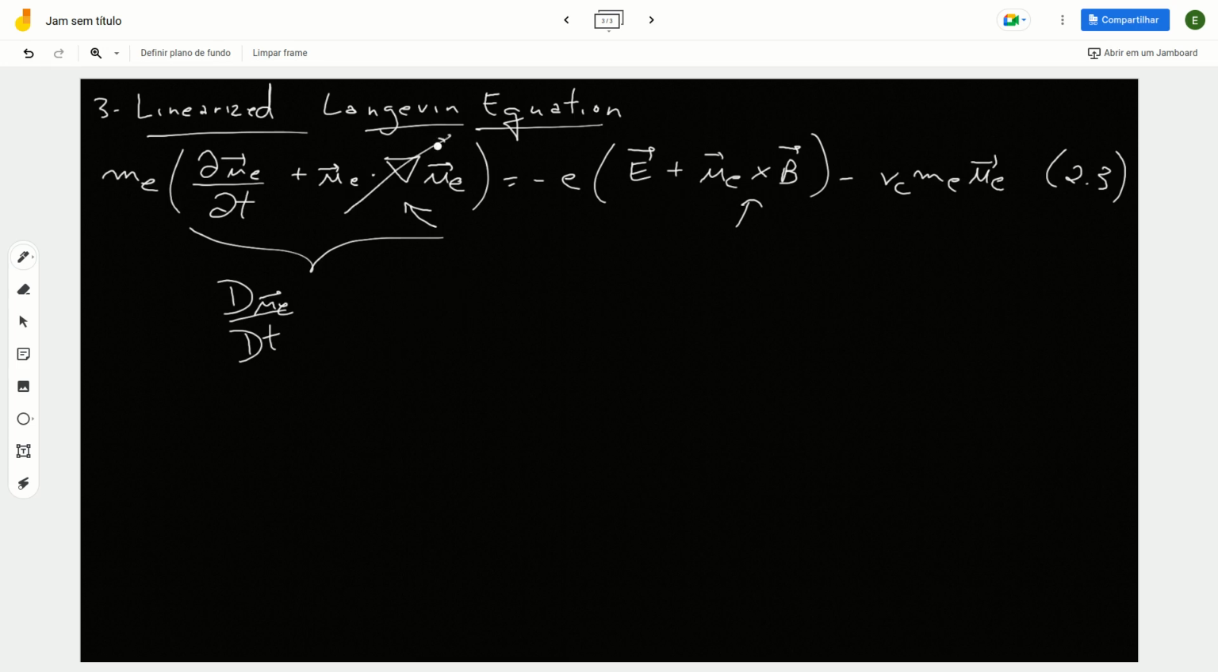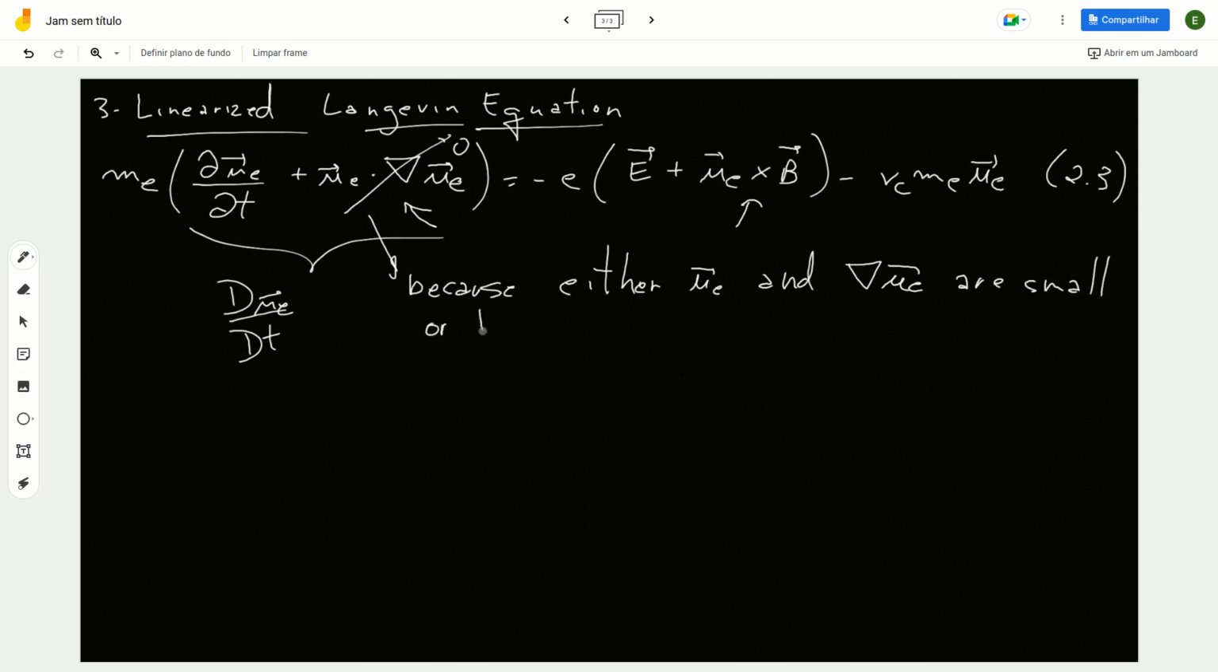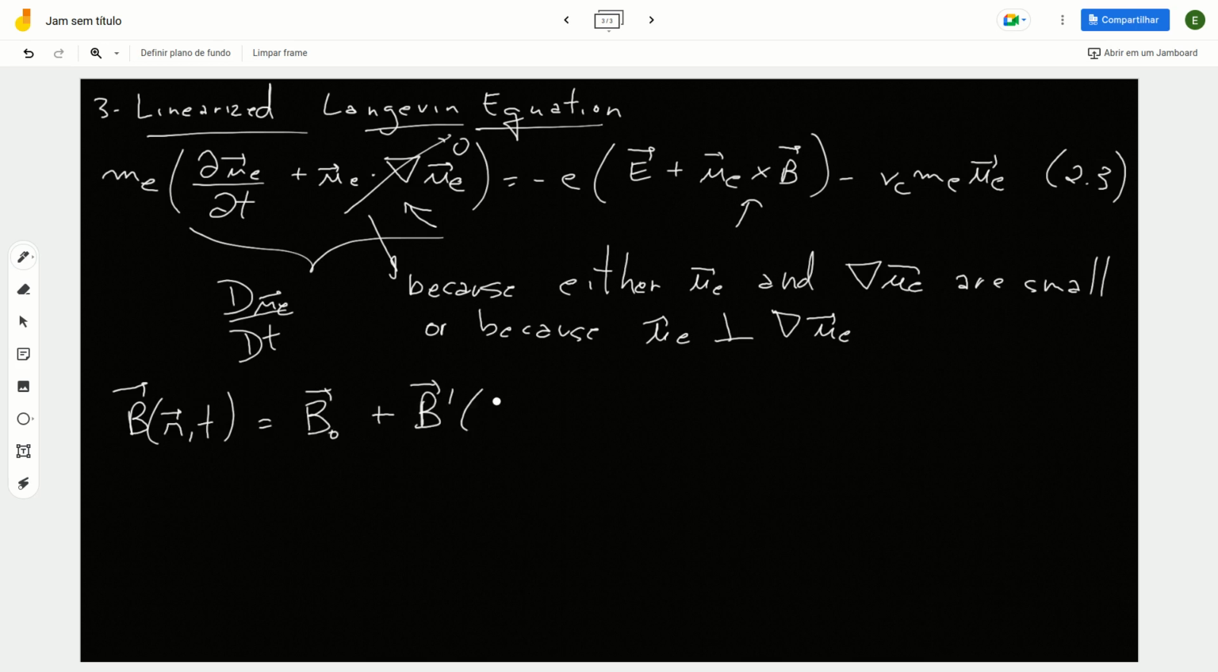So first we'll drop this, because either U and UE are small, and their product is much smaller, or because UE is perpendicular to this, like in transversal waves, as I said. Now for B, we'll treat B(r). B is a function of position and time, so r is the position, and we'll have a constant background field plus some fluctuation, which we'll call B prime.